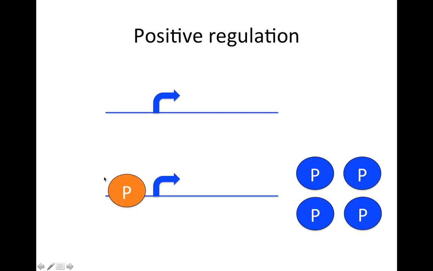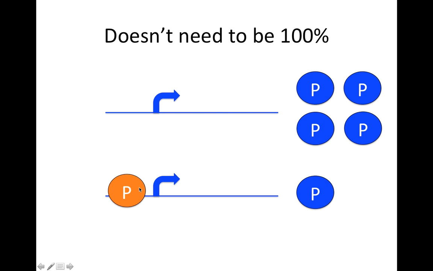That would mean when the orange protein is bound, we get more expression. When it's not bound, we get less expression. Or we can have negative regulation. So for a different pair of genes, a different blue and a different orange, here what we're seeing is that when the protein binds, we get less expression than when the protein is not bound. Another point is that it doesn't have to be 100%, right? Here we see when the orange protein is bound we're still producing the blue protein, just at a lower level. When it's not bound, we produce more.